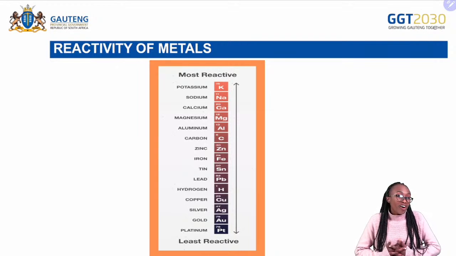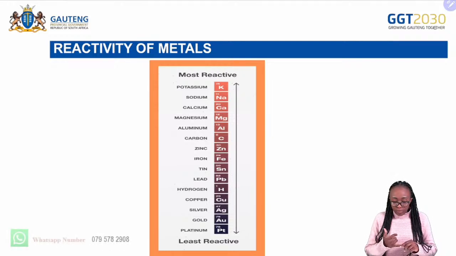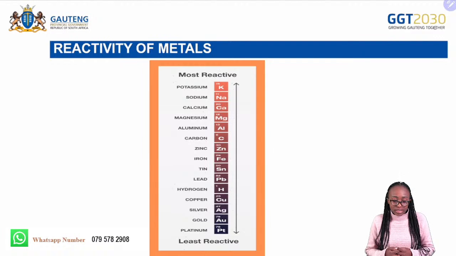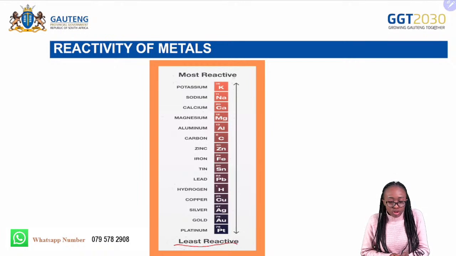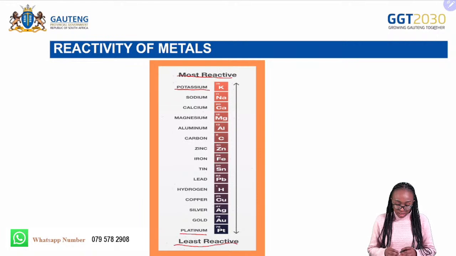So another objective of ours, we should be able to describe the reactivity of metals. So just like bases have a different pH range, acids have a different pH range, metals are also different in the way that they react with other substances. So they can be graded according to how readily they react with other substances. So I've got a table here from the least reactive metal to the most reactive metal. So we'll start here at the bottom. Platinum is the least reactive metal, whereas potassium is the most reactive metal that we have.